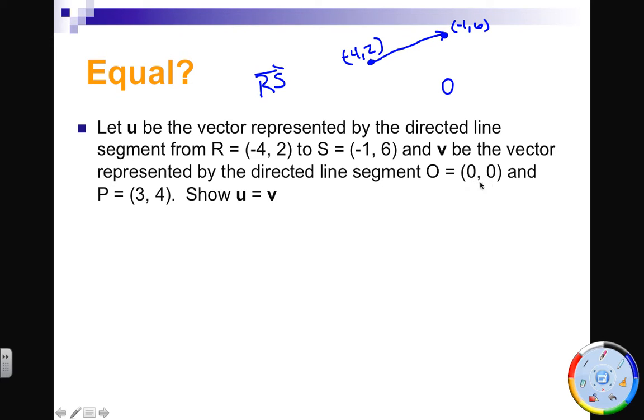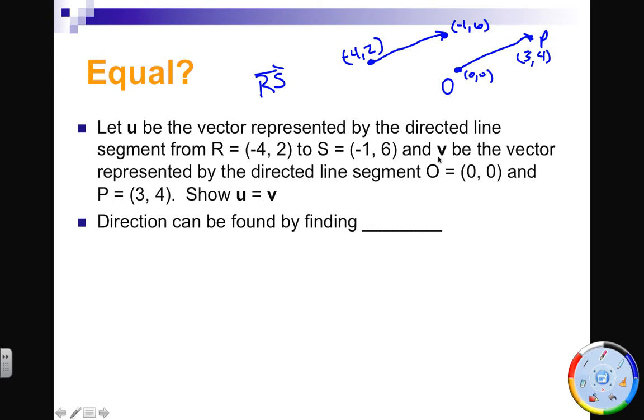Right? So going from O, which is 0, 0, up until the point 3, 4. Now, I might have drawn them to make them look like they are equal, but we have to verify this. One way that we can do this, we'll do it a little bit differently later, but right now, one way we can find direction is by actually finding slope.